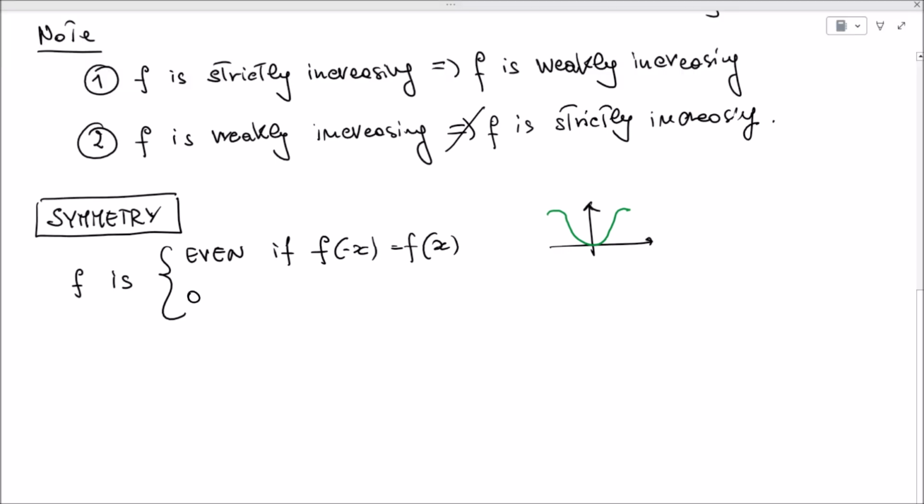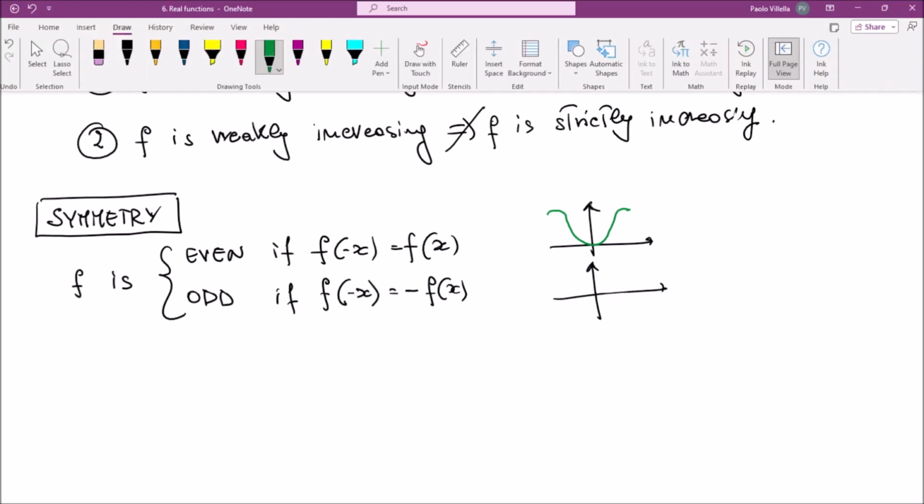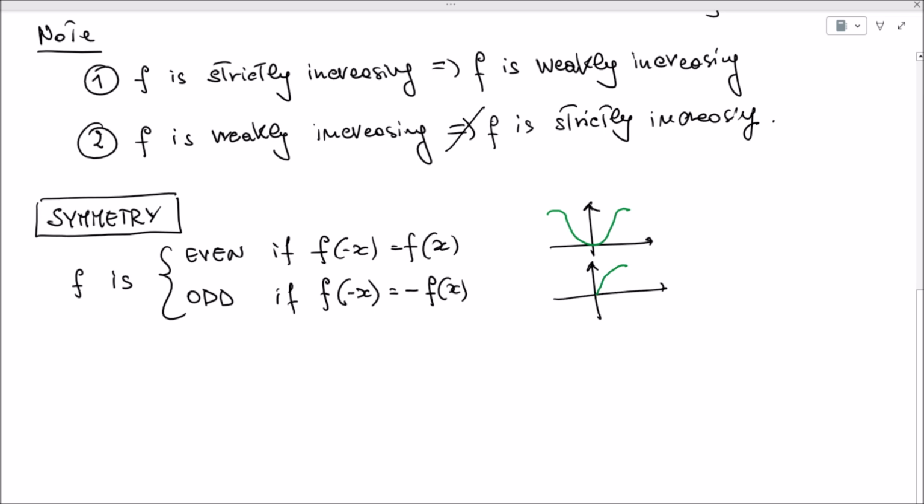We say that the function is odd if f of minus x is equal to minus f of x. And in that case, we would have a behavior like this. This is a typical behavior of an odd function. Notice that moving from x to minus x, in the first case we get exactly the same value. Instead, in the second case, we get exactly the opposite value.